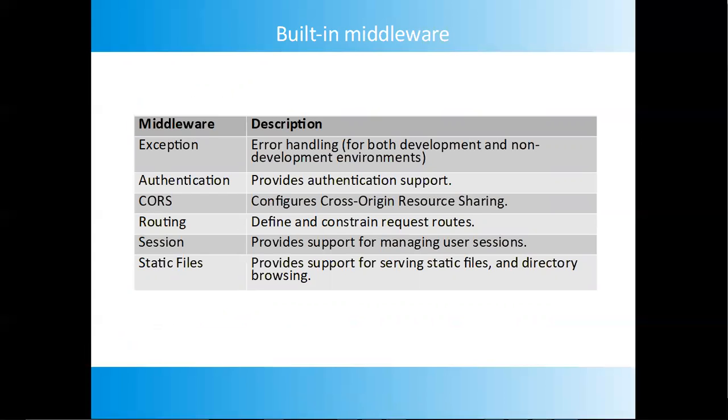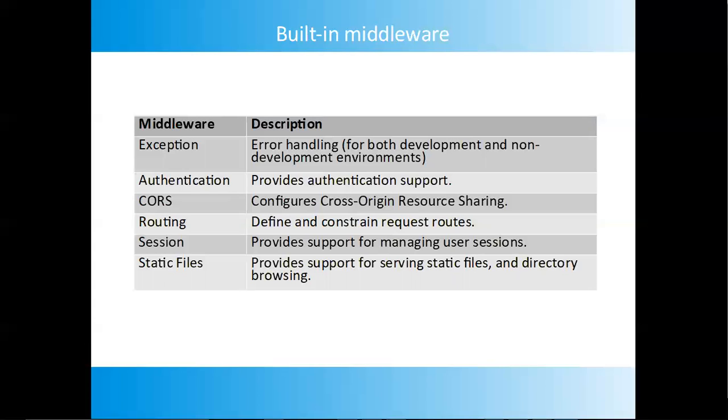Authentication middleware is used to implement authentication in your application. CORS is used to configure cross-origin resource sharing. Routing is used to define and handle routing requests. Session middleware is used to manage or provide the session. Static file middleware is used to provide support for serving static files such as JavaScript, CSS, and others. So depending on your application requirement, you may add many middleware into the request pipeline.